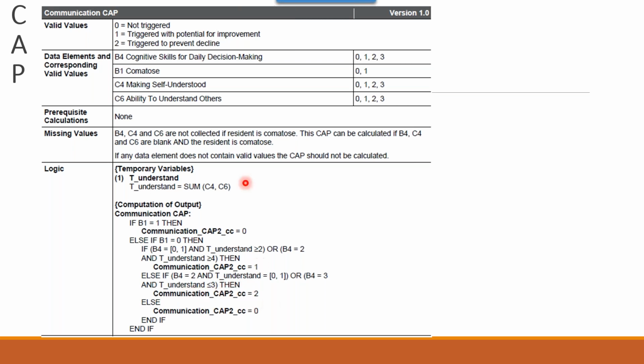And then you'll trigger a 2, you can prevent decline. Okay. So that's how the cap is calculated on that.